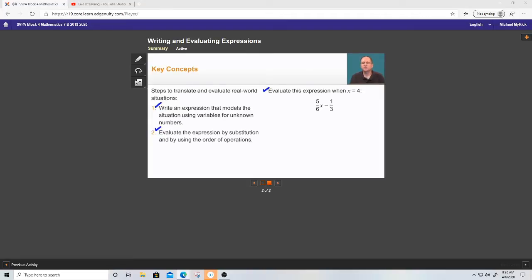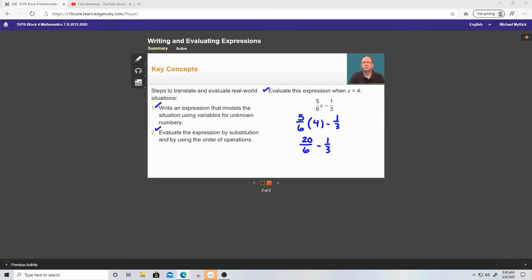Evaluate this expression when x is equal to 4. So let's go ahead and do that. So we have 5, 6, x's value is 4, minus 1/3. Using the order of operations, we need to multiply. So we have 5 times 4, which would end up being 20, and that's minus 1/3.